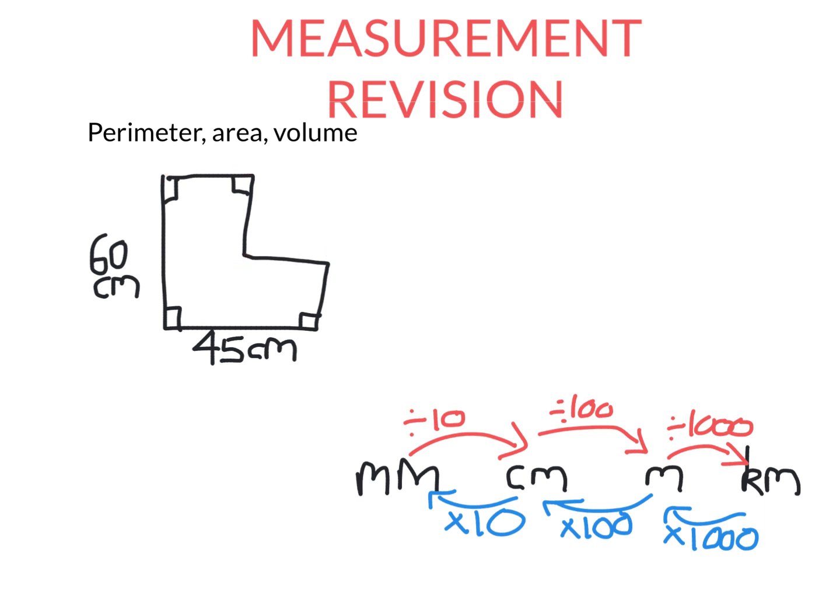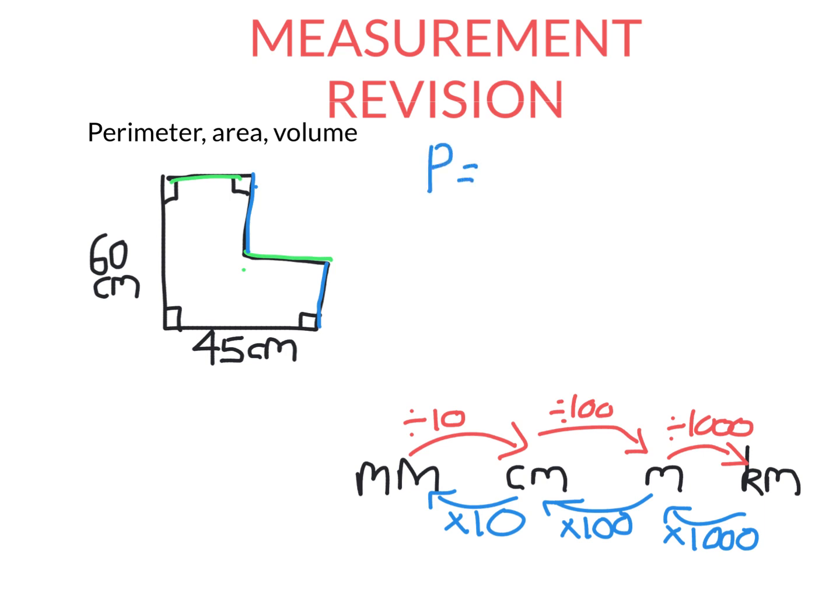What we do know, though, is that this and this, which I'll colour in green, they must add to 45. I don't know if it's 20 and 25 or 30 and 15, it doesn't matter. These two sides marked green add to 45. Similarly, these two sides add to 60. So even though I don't know the lengths of each side, I can find the perimeter of this shape.